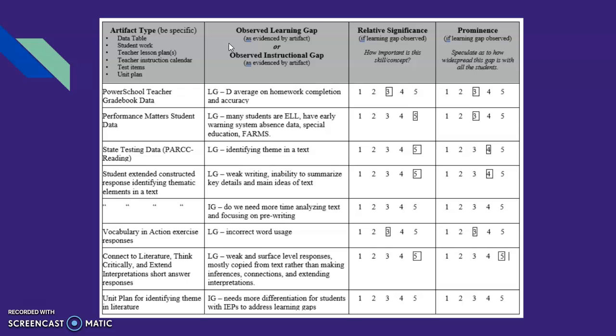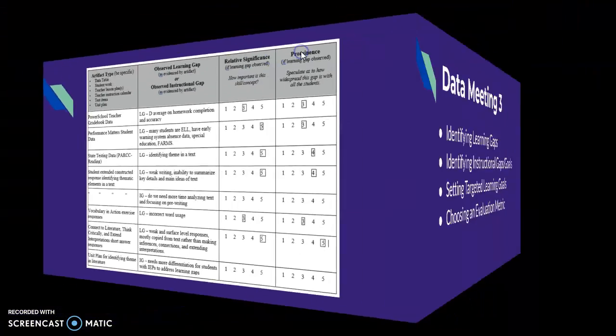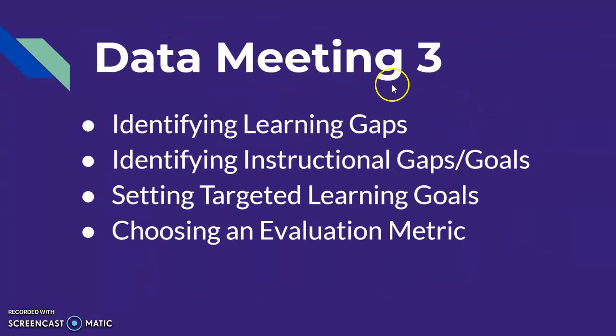And here we start talking about whether or not these learning gaps and instructional gaps that we observe from these artifacts are significant or prominent as we work through this part of the process in our student data meetings. So in data meeting 3, we identify learning gaps, and we talk about identifying instructional gaps and goals, and then setting targeted learning goals, and then choosing an evaluation metric.